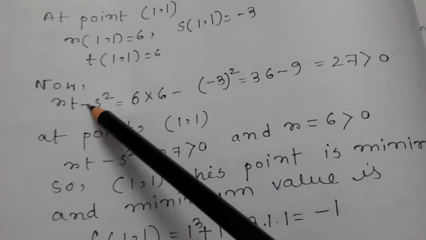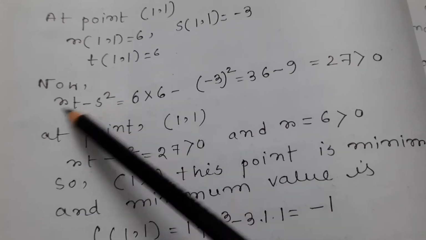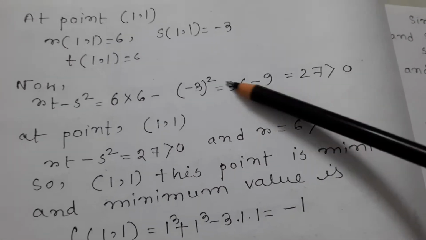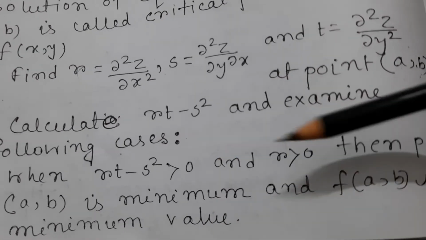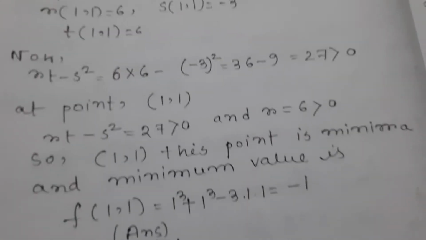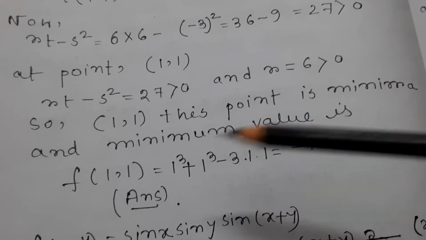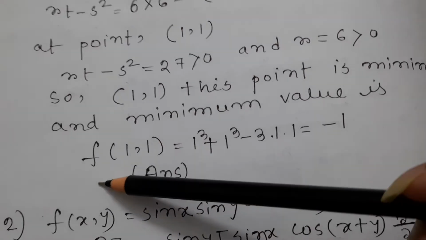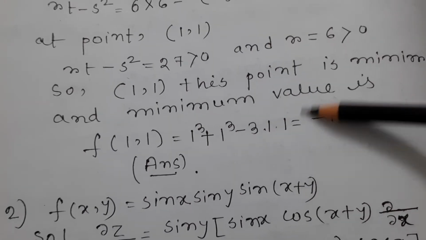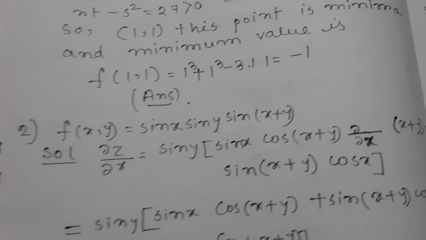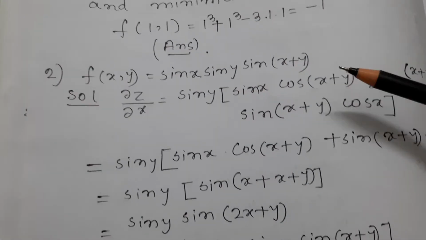Now calculate rt minus s square. Put in the values and it's 27, which is greater than 0, and r is also greater than 0. So which case is it? Both are greater than 0, so it is a minimum. This point is a minima, and the minimum value is found by putting (1, 1) in our f of x, y equation.